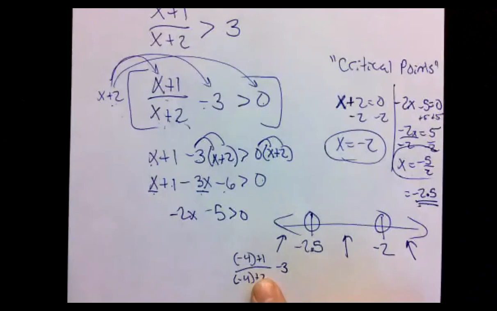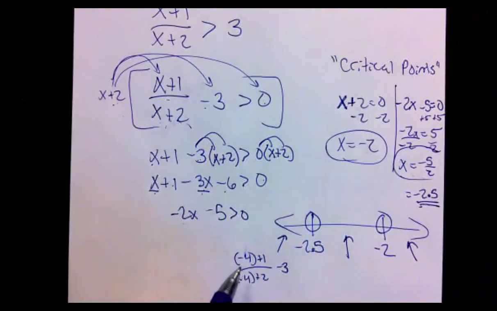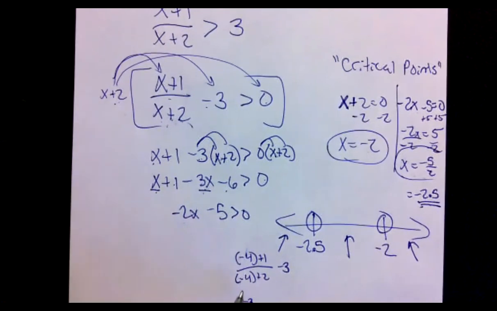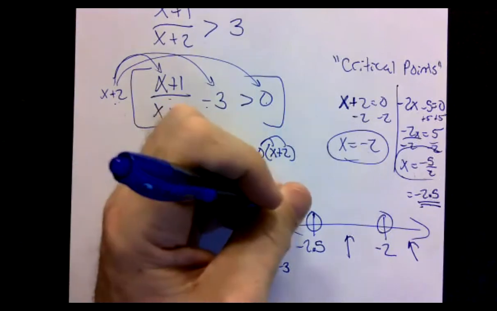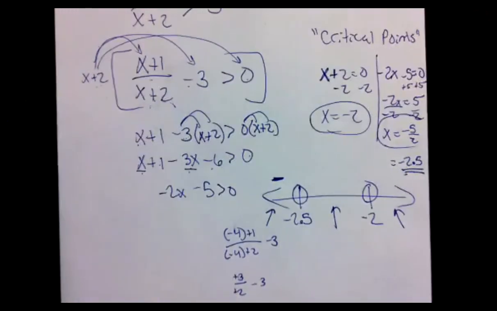Okay, and I'm just plugging it into here. So I'm plugging it in all of my x's. So negative 4 plus 1 is negative 3. Negative 4 plus 2 is negative 2. Negative divided by negative is a positive, so that's 3 halves or 1.5. Minus 3 is negative 1.5.